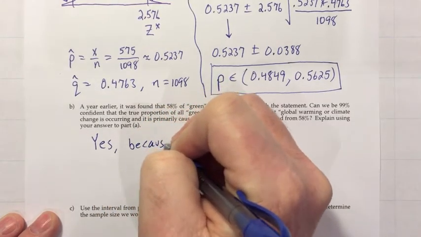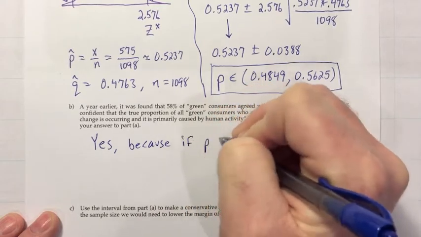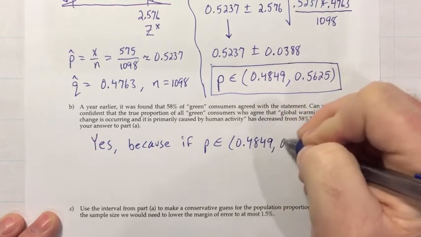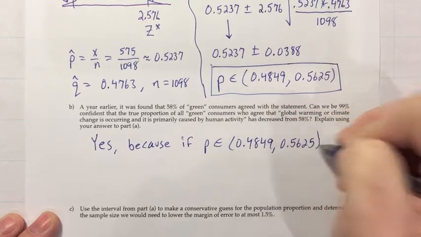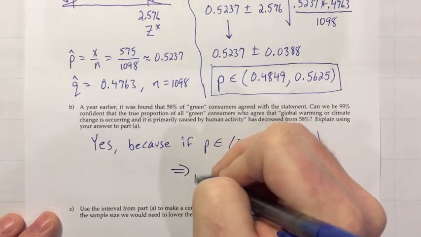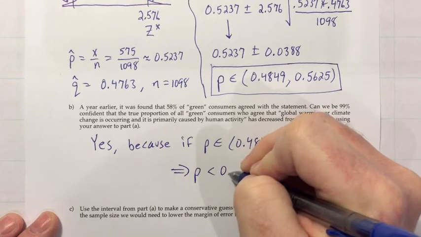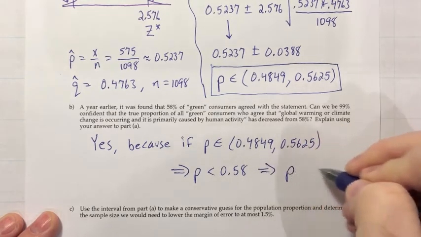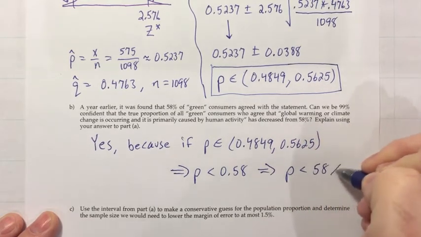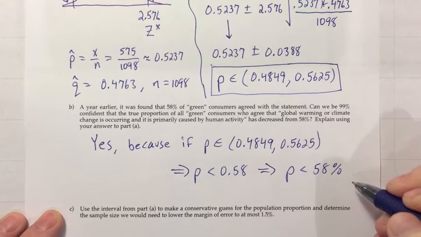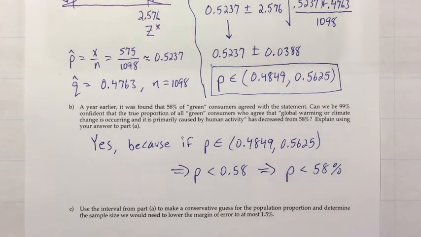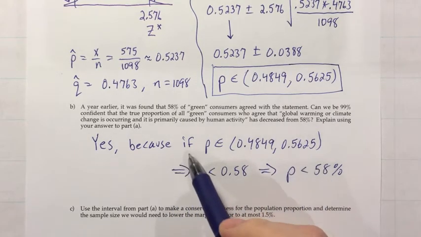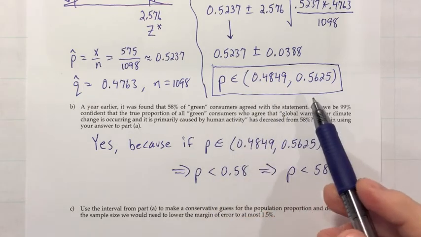So yes, because if p is an element of 0.4849 through 0.5625, then that implies that p is less than 0.58 because everything in that range is less than 0.58, and that implies that p is less than 58% and thus has decreased from what it used to be, because it used to be 58%. Couple quick notes on this. I'm saying if p is an element of that instead of because p is an element of that, because we're not 100% confident p is in that interval, just 99%.